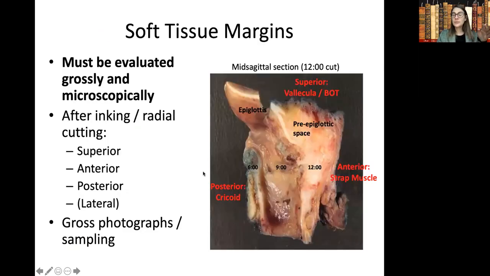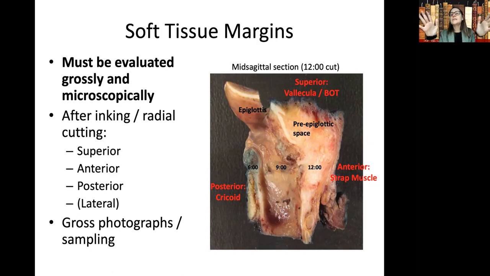All right, so just to reiterate those soft tissue margins, what you will be looking for after your radial cutting is going to be the superior, which is that vallecula / base of tongue area. You're going to be looking at the anterior, which is that strap muscle area. You're going to be looking at the posterior, usually not of terrible concern for these laryngectomies because usually the posterior is uninvolved, but should always be evaluated. And then that lateral, which we don't really see in this photograph, but it's sort of opposite us. If we cut right through that 9 o'clock pole, that outer edge would be our bilateral margins.